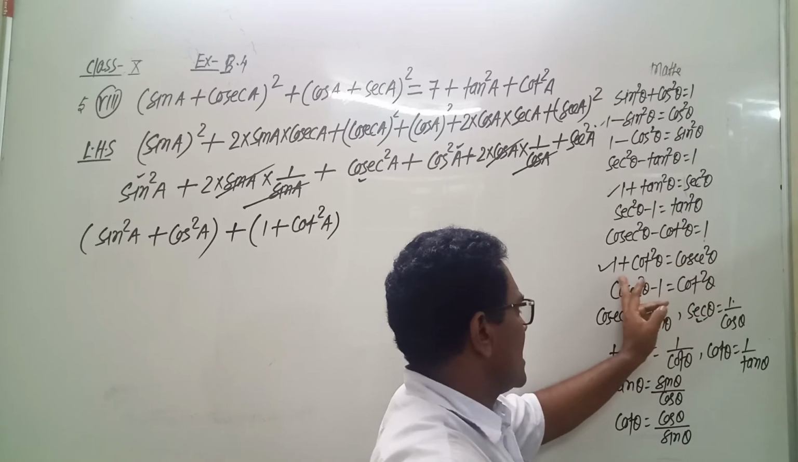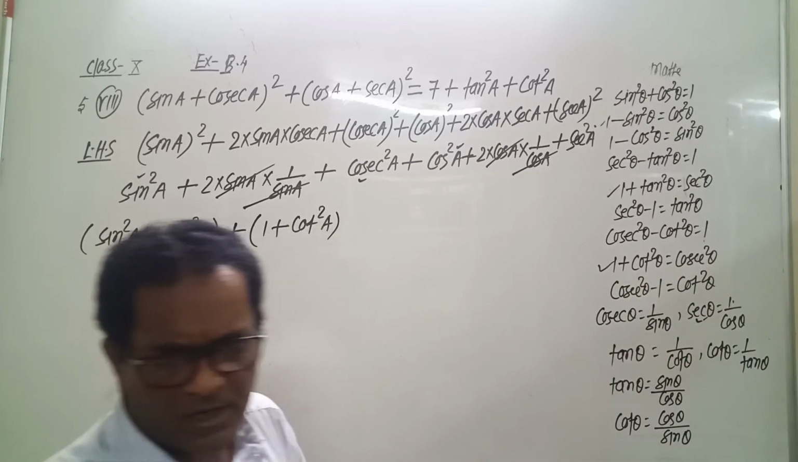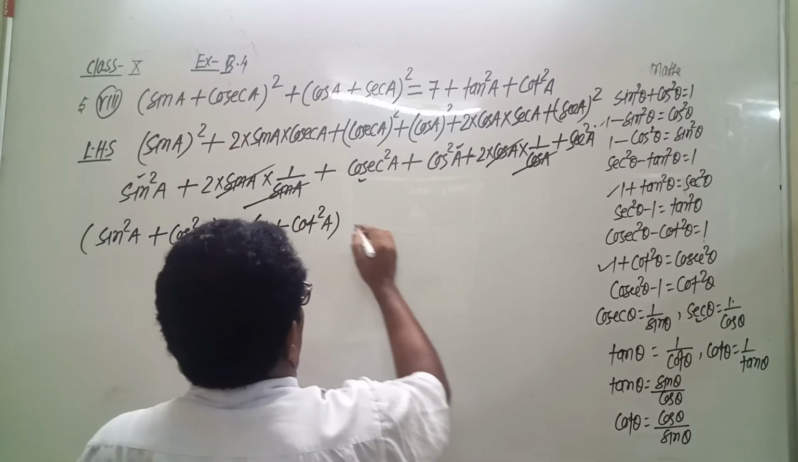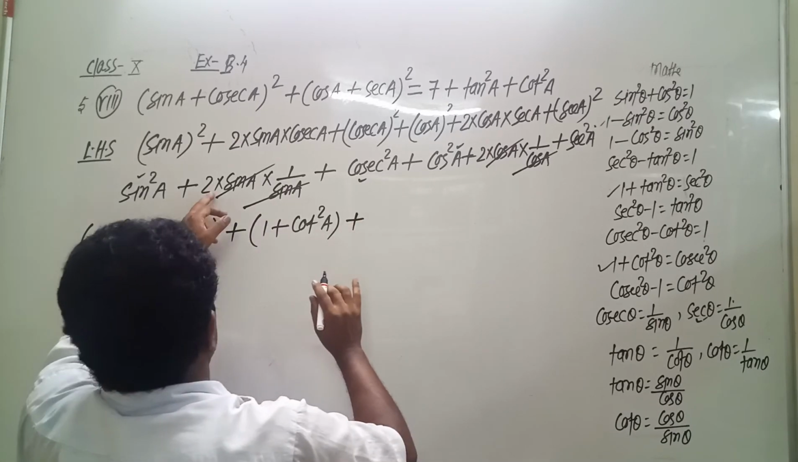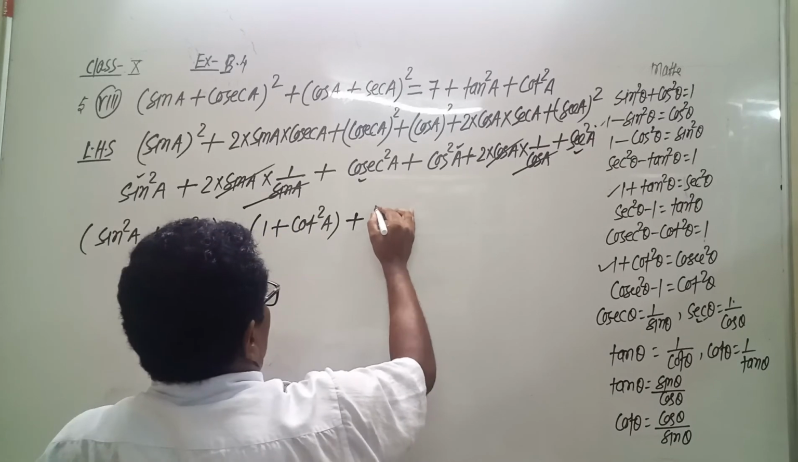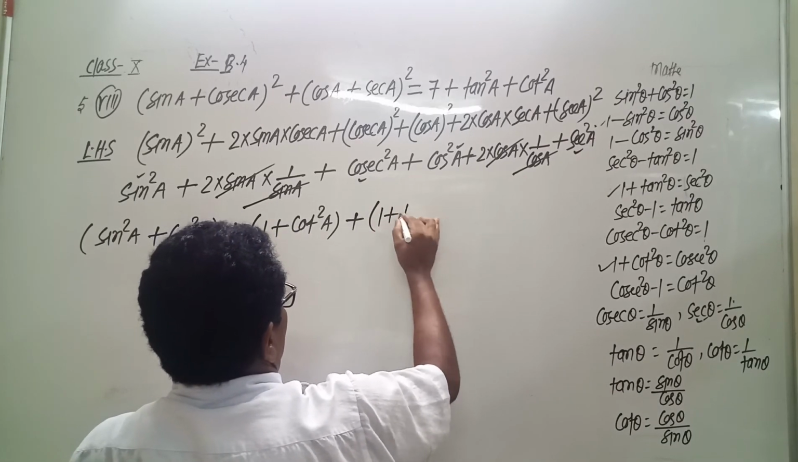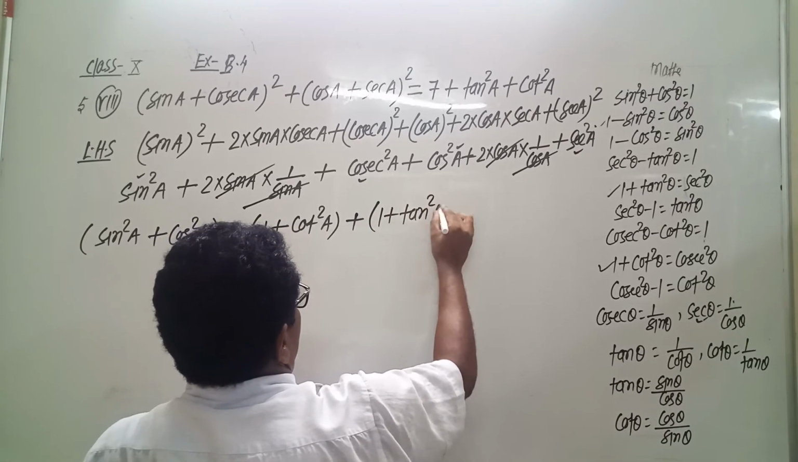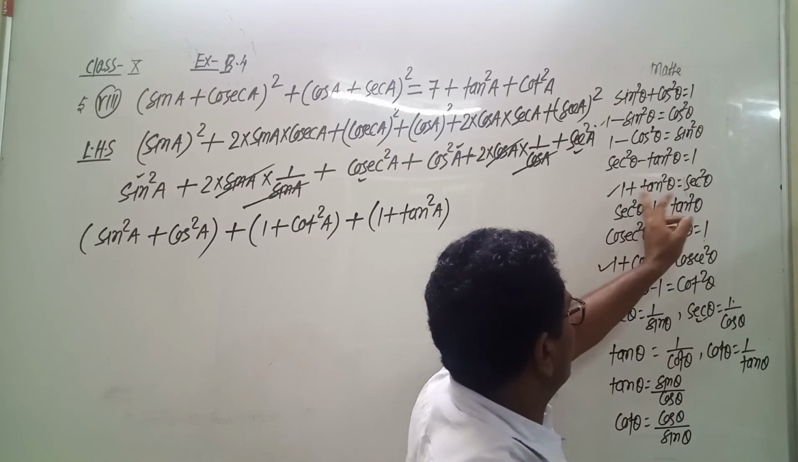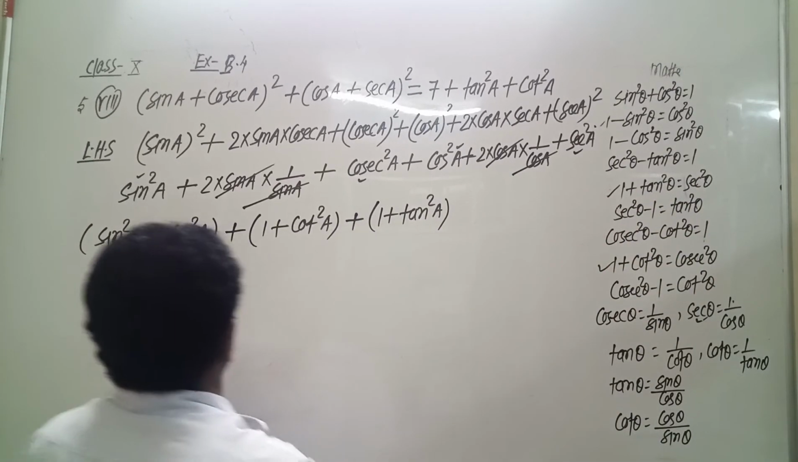Cosec square theta equals 1 plus cot square theta. So cosec square A is written as 1 plus cot square A. Now sec square A is written as 1 plus tan square A. The formula for sec square theta is 1 plus tan square theta.